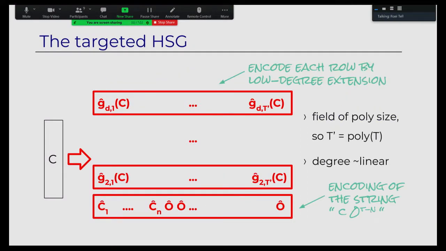Okay, so we encode each row by the Reed-Muller code, just by a low degree extension. And the parameters are set up nicely. One second, I'll finish this slide and then leave room.